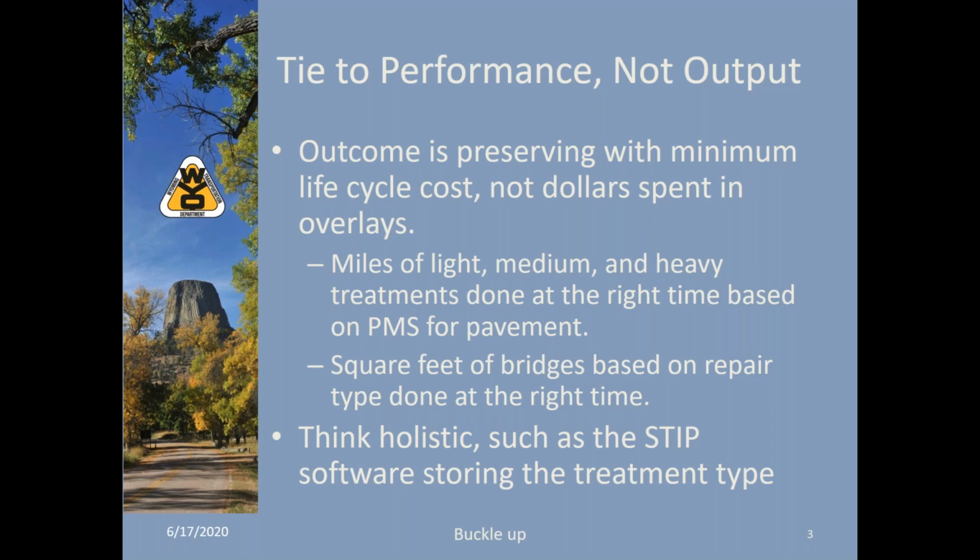We learned from some big states like Colorado, Utah, Minnesota, is you have to tie to performance, not an output indicator. For example, how many tons of asphalt did we put down? So what did that give you? It has to be the outcome. The outcome is preserving with minimum life cycle cost. And we do life cycle planning in everything we do. It's not just the dollars spent in overlays. What did you get out of it?